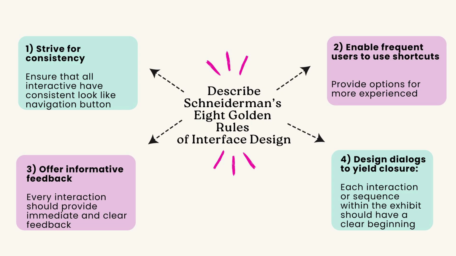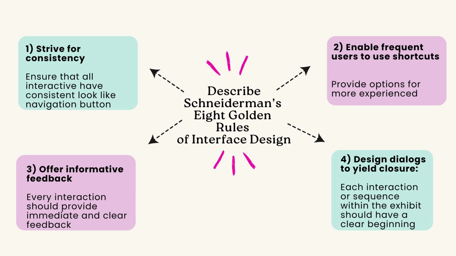Move to the next slide. Describe Shneiderman's golden rules of interface design. Number 1 is strive for consistency. It means ensuring that all the interactive elements have a consistent look, like navigation buttons. Number 2 is enable frequent users to use shortcuts. It means providing options for more experienced users. Number 3 is offer informative feedback. It means every interaction should provide immediate and clear feedback.